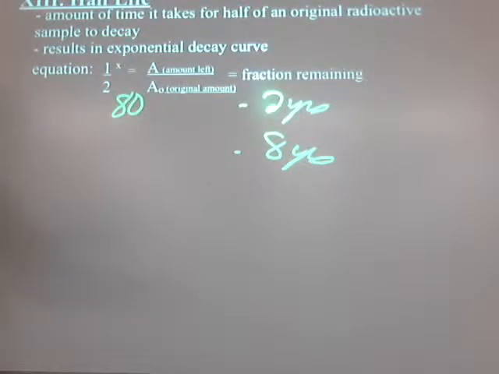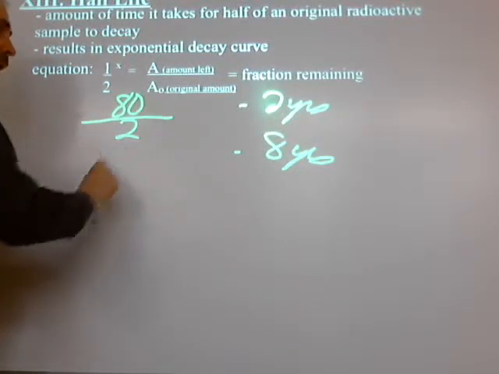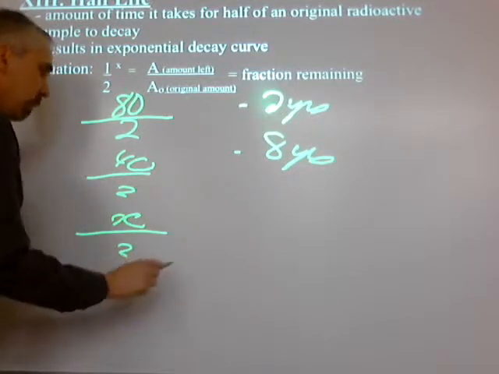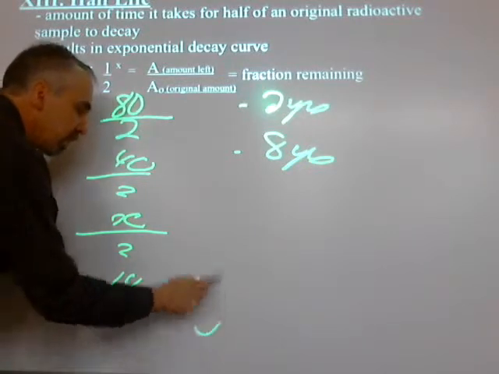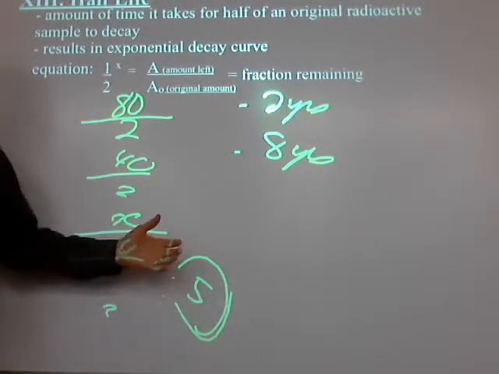I heard somebody say 5, which would be basically half of 80, 40. Divided by 2, which would be 20. Divided by 2, which would be 10. And then divided by 2, which would be 5. And there's your final answer, right? Everybody agreed that 5 is going to be your answer, and you could do this in your head.